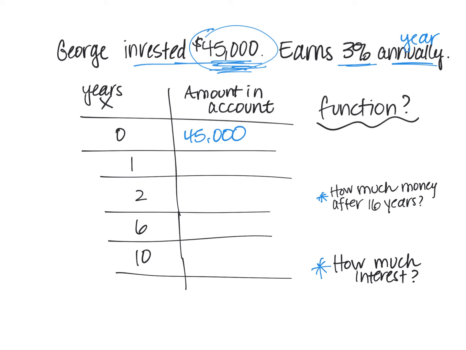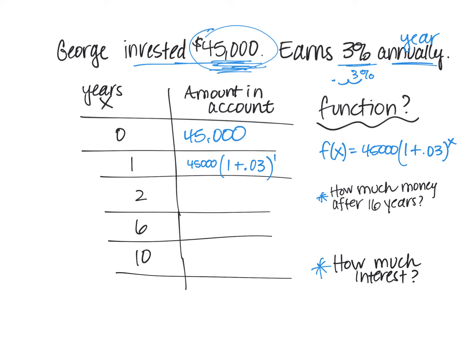All right, after 1 year, if we look at this, he's got to keep that $45,000. And if you're using your formula, you would say he keeps 100%, that's the 1, plus that 3%, and 3% as a decimal is 0.03, so plus 0.03, and I'm going to take that to the first power. So if you were writing the function, it would look something like this: f of x equals 45,000 times 1 plus 0.03 to the x power.